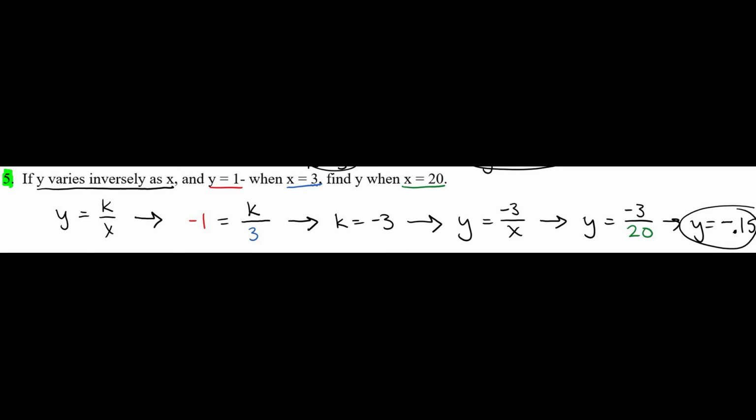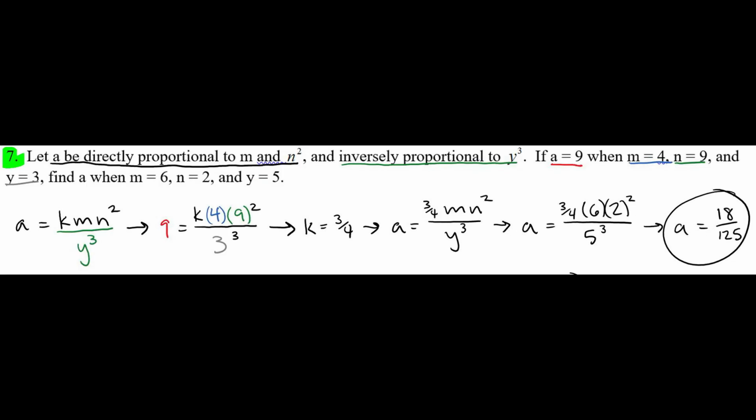Okay. Those first ones are pretty easy. Obviously they're going to ramp it up. So let's look at number 7. So this one says, let A be directly proportional to m and n squared. So what that means is it varies directly. So we're going to have A equals k times m times n squared. So that's how I get the stuff in black.